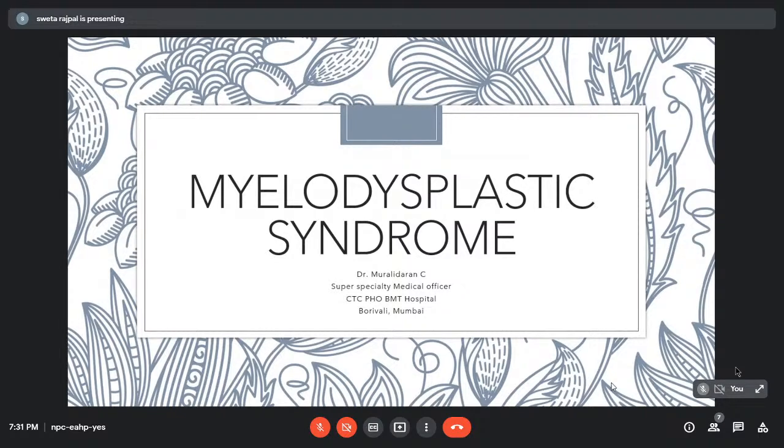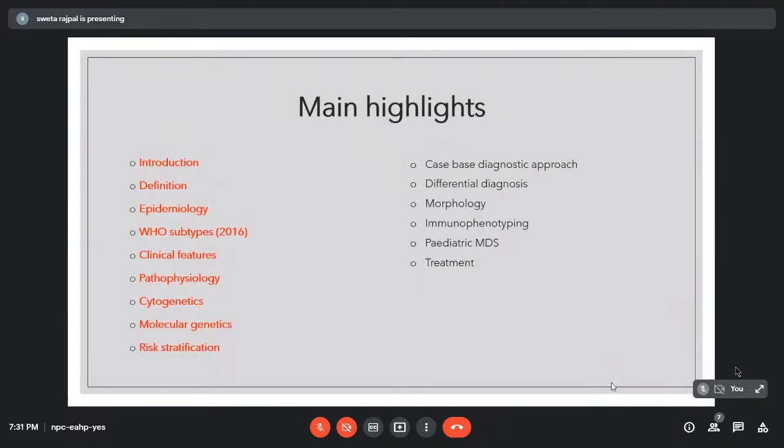So my topic is on myelodysplastic syndrome. Today I'll be talking in 2 sessions about this topic. In the first session, I'll be talking about the WHO subtypes, clinical features, and I'm going to talk elaborately about pathophysiology that includes cytogenetics and molecular genetics, and we'll close the session with the risk stratification. In session 2, we'll be talking about case-based diagnostic approach with differential diagnosis, morphology, including immunophenotyping, and a few slides about pediatric MDS as well as treatment.